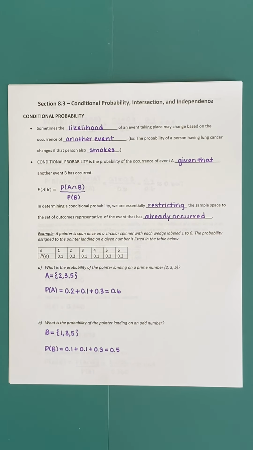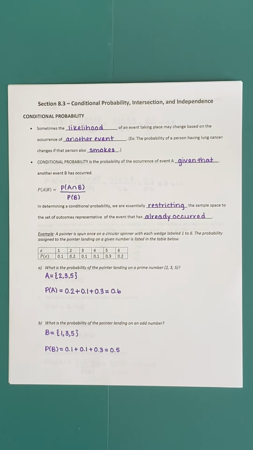For example, the probability of a person having lung cancer changes if that person also smokes. If a person is a smoker, they may be more likely. If they're not, then they may be less likely. So whether or not the event is achieved that a person smokes will impact the probability that that person has lung cancer. So this concept is called conditional probability.